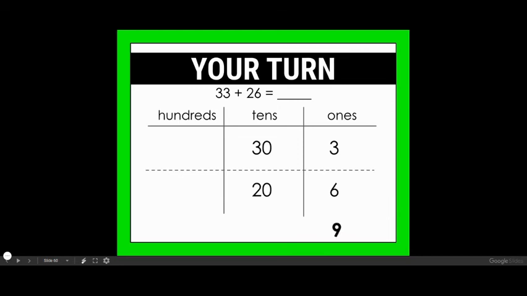All right, I got 9 ones and 5 tens. When I combine those together, I got my answer of 59. Did you get the same thing? Hopefully you did.